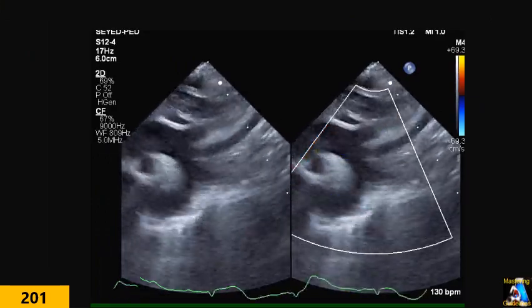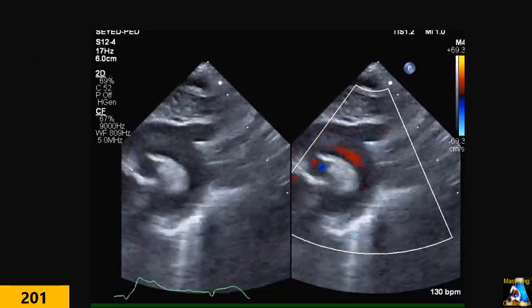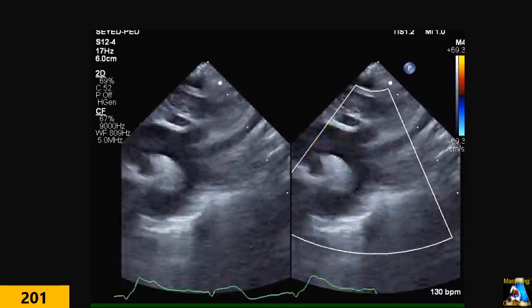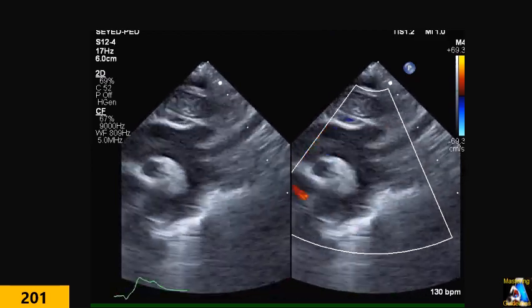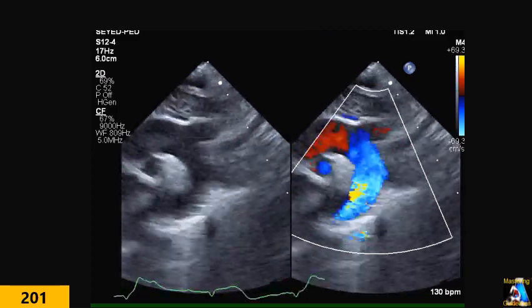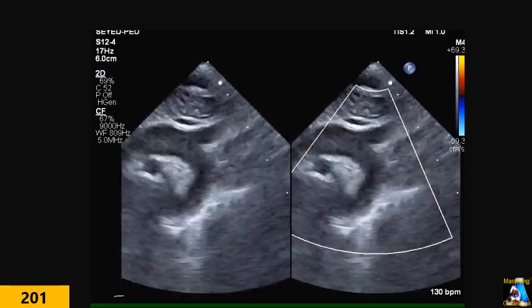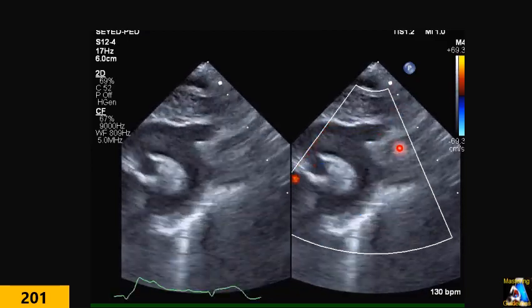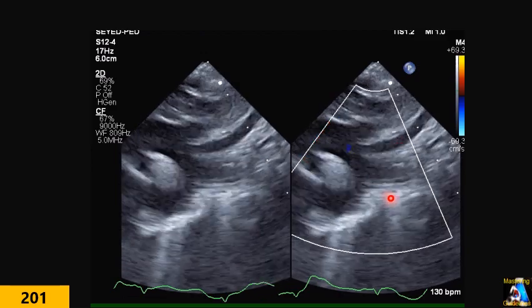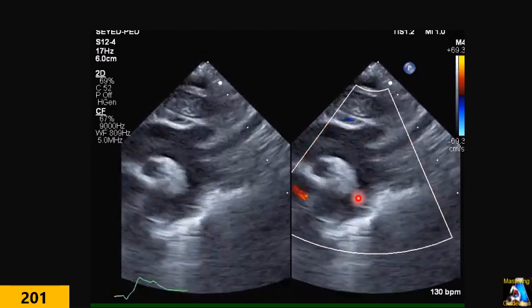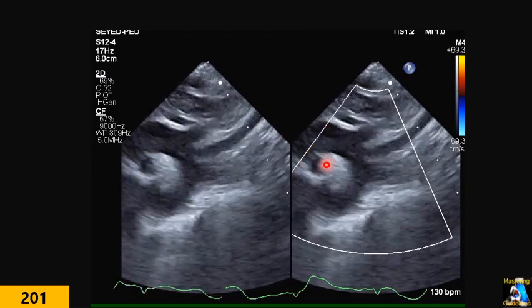Here we have another example of the concept of color Doppler. Here the aortic arch. We can see here the Rooster view or aortic arch, it doesn't matter. We have those three branches. Here we have the brachiocephalic, then left common carotid and left subclavian. And here we have the aortic arch and here the right pulmonary artery.